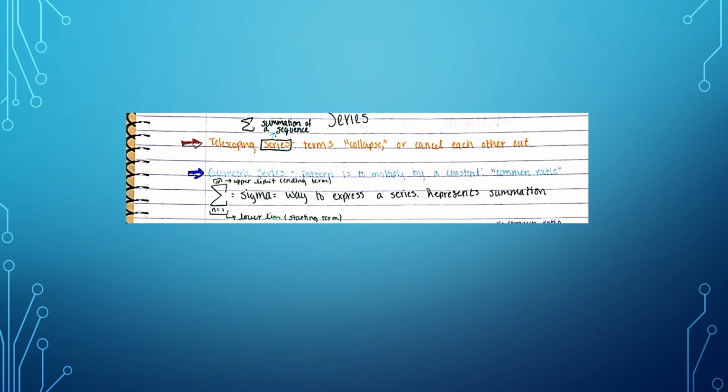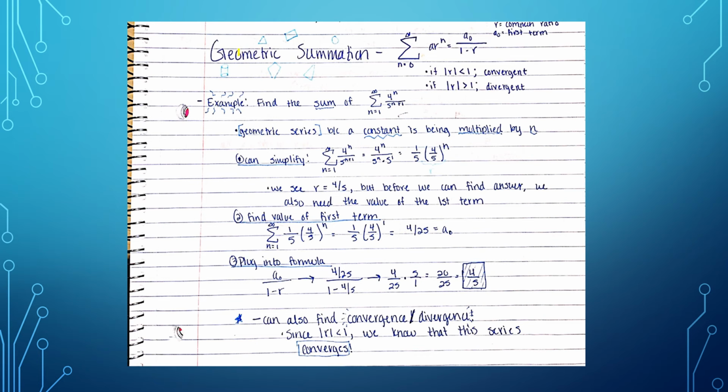This n equals 1 is our lower limit, and that means whatever n is equal to is the term we start with. And this upper limit is the ending term. Right now it's infinity because the summation will never end. Our first example problem is going to be on geometric summation.